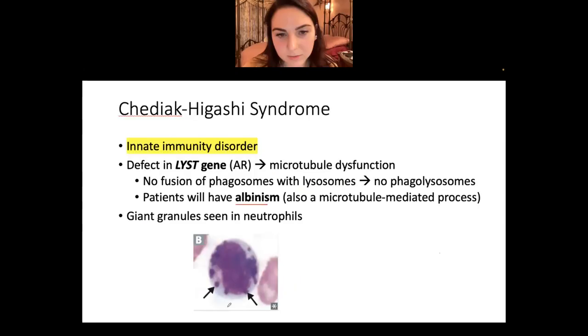And then they could have also mentioned these giant granules. That would have helped with this, but you see this and then you can assume, with the recurrent infections, okay, this is probably Chediak-Higashi. No problem.